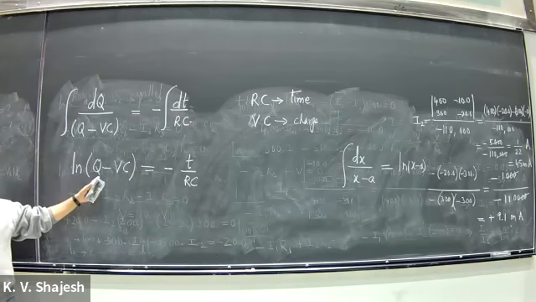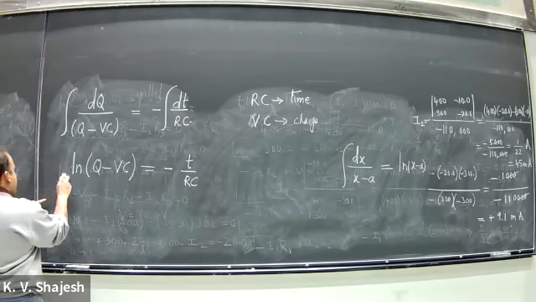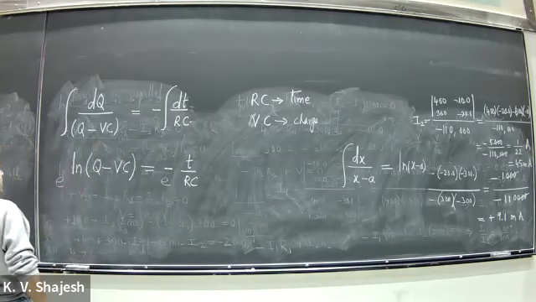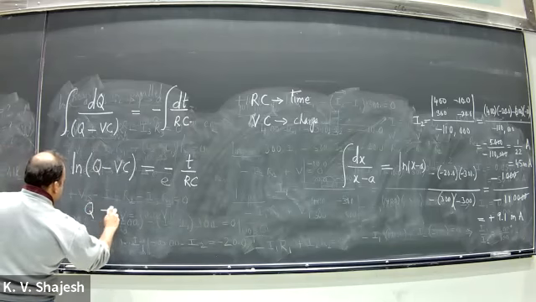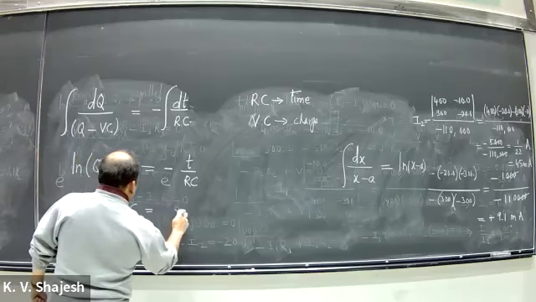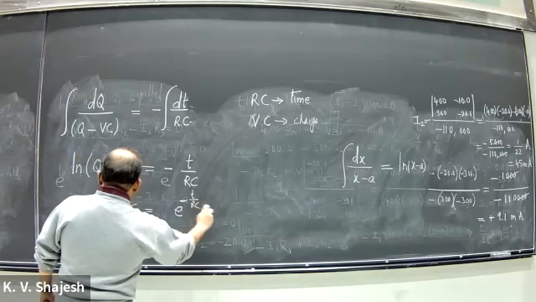I'm interested in solving for Q. Whenever something is inside the natural log and you want to solve it, you invert the natural log, and inverting is done by taking an exponential. You take the exponential on the left, exponential on the right, the exponential and the natural log cancel out, and I have the charge minus a constant is equal to exponential minus t over RC.